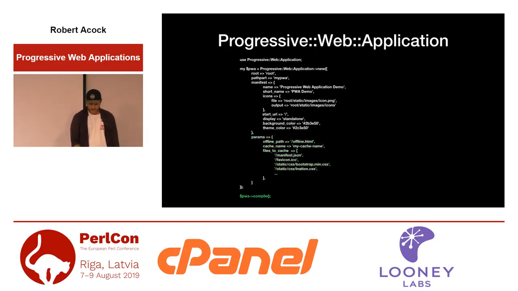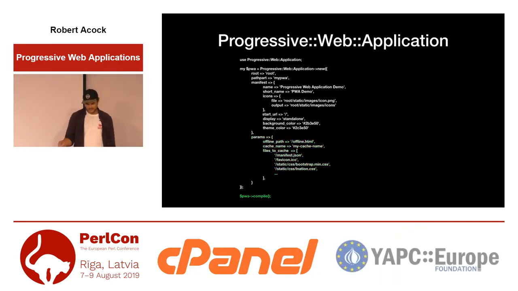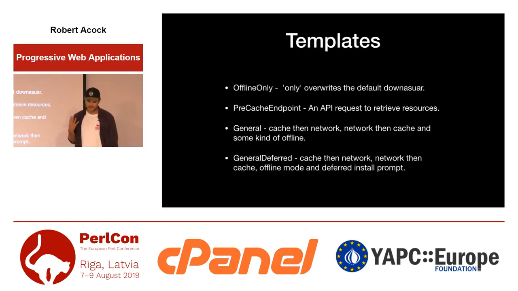And then all I do is I go pwa compile, and it gives me a manifest.json, it gives me a pwa.js, which is the custom logic to check whether I'm in a modern browser, and it also gives me a service worker. The default is general, and I have 4 templates at the moment. Offline only is basically just giving you a page to default over the dinosaur page. Pre-cache endpoint lets you use an API call inside of your install event that will then retrieve from an API a list of resources for you to cache in case you would want to do that.